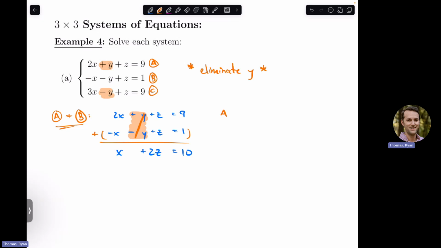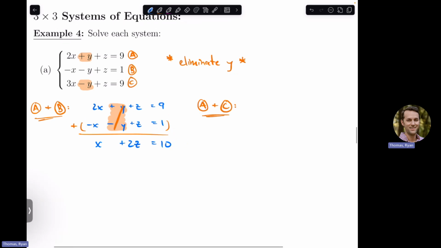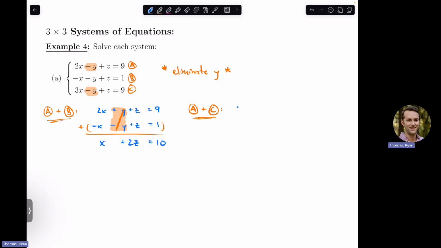And notice that if I take A and C and add them together, similar to what we just saw, I can eliminate y again. So 2x plus y plus z equals 9. That's equation A. 3x minus y plus z equals 9. That's equation C. Adding those together, again with the goal of getting rid of y, we get 2x plus 3x, y minus y, which is 0, 2z, 9 plus 9 is 18.